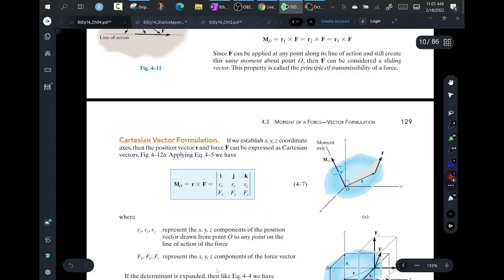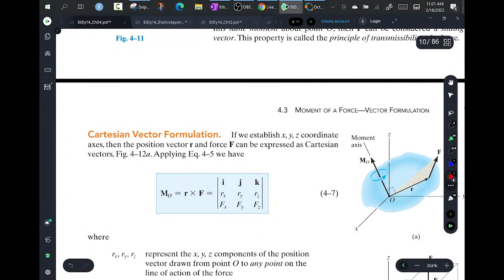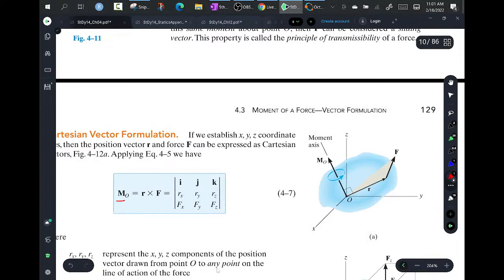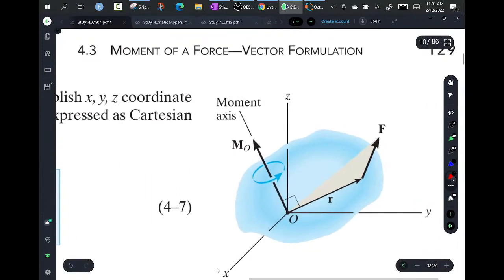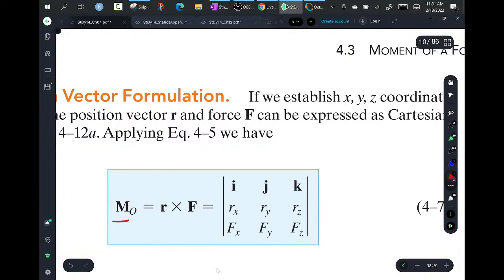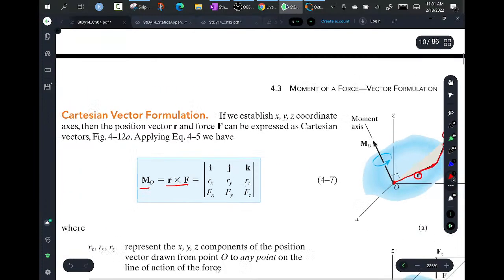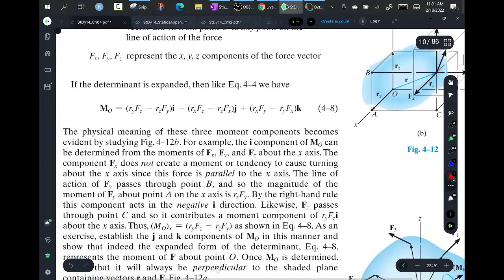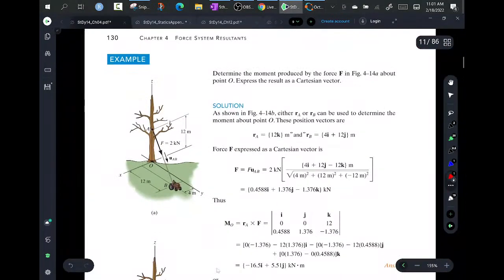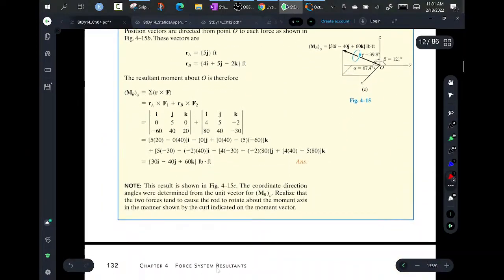Okay, here he's talking about a moment vector. If you have a vector from a location to the point of application of a load, and you cross it with the force, you get the moment, R cross F. So let's head off and go work a problem. He has some of them worked here. I'm going to go ahead and find some other ones down in here.